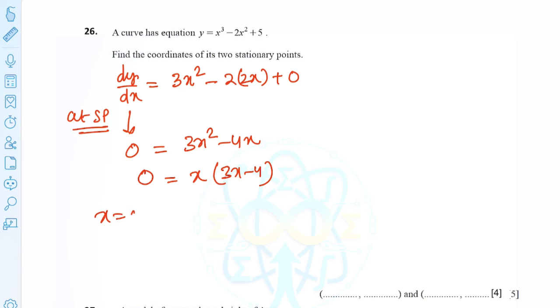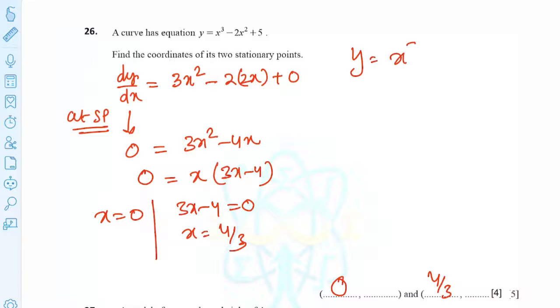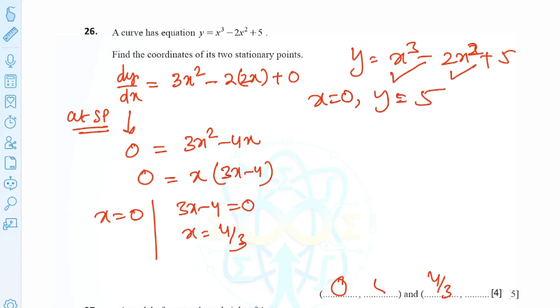So make it equal to 0, so we can say x equals 0, and 3x minus 4 also equals 0. Rearranging, x equals 4 over 3. So x is 0 and x is 4 over 3. Now we need to find the value of y here. How to find the value of y? Simply put into the equation. y equals x cubed minus 2x squared plus 5. When x equals 0, y equals 5. Put it here, this is 5.